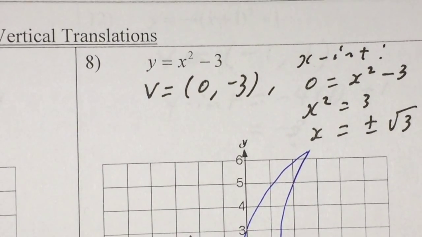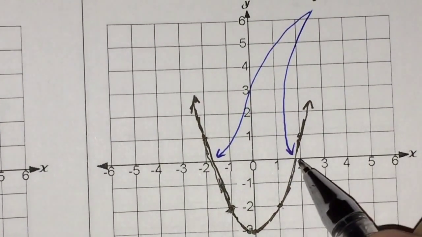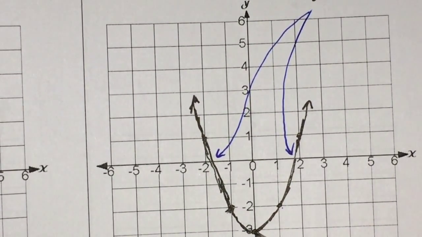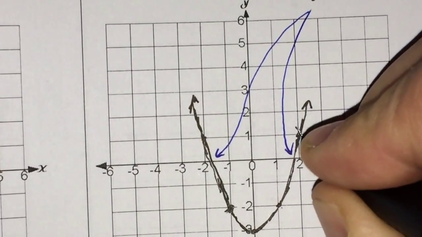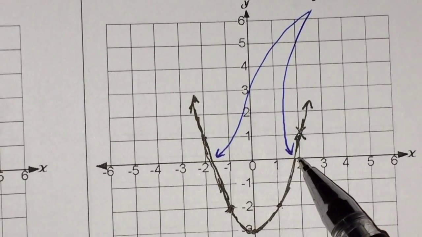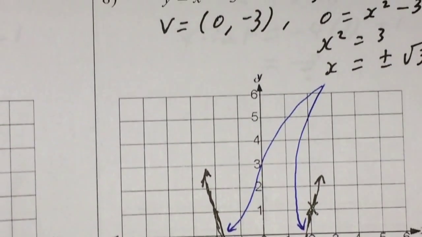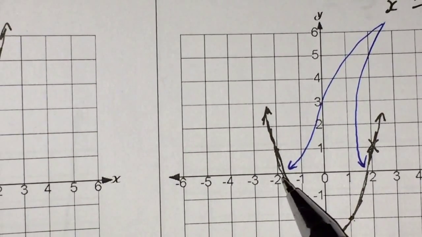Okay? And here's what the graph would look like. Okay, so here is the vertex at (0, negative 3). Go over 1, up 1. Over 2, up 4. Put us there. So it's kind of hard to see exactly what the x-intercept would be from this one. But in fact, it is root 3. And this x-intercept here is negative root 3.